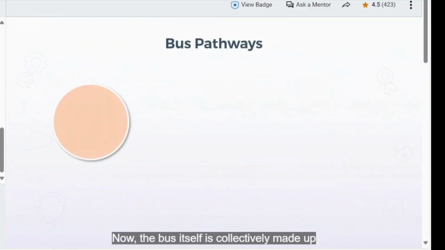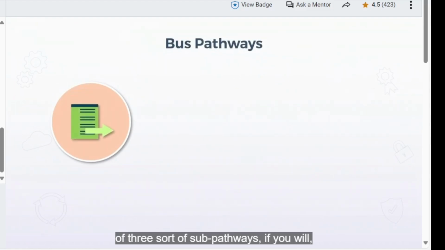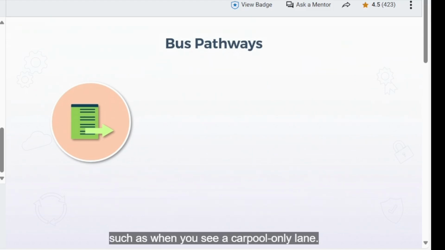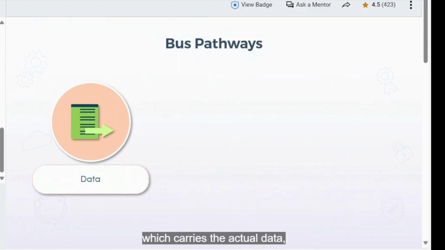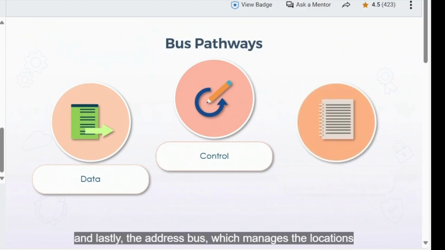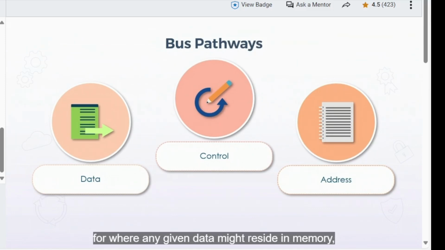Now, the bus itself is collectively made up of three sort of sub-pathways, if you will. So coming back to my highway analogy, some lanes of that highway would be designated for certain types of traffic, such as when you see a carpool-only lane. So for the memory bus, those sub-pathways include the data bus, which carries the actual data, the control bus, which handles how that data is moved, for example, managing the timing that I mentioned earlier for when two modules share the same bus, and lastly, the address bus, which manages the locations for where any given data might reside in memory for when it has to be read from or written to the bus.